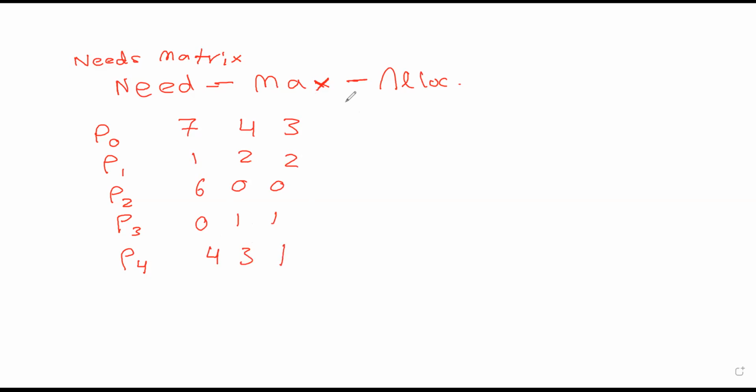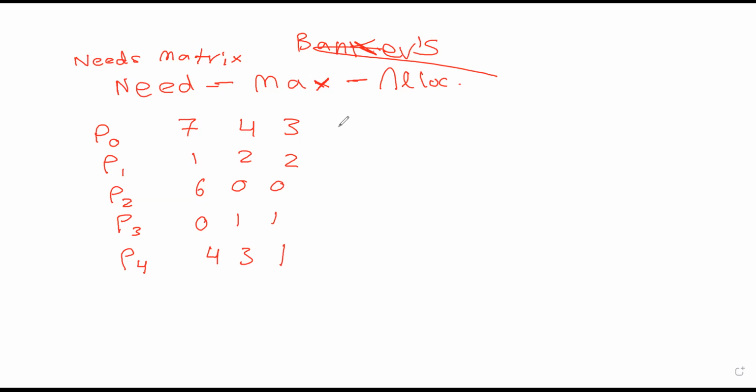Okay, so we subtracted the matrices element by element, and now we have a question. Is this system in a safe state? Basically, what we're going to do is use the Banker's algorithm to ensure that there is a safe sequence.